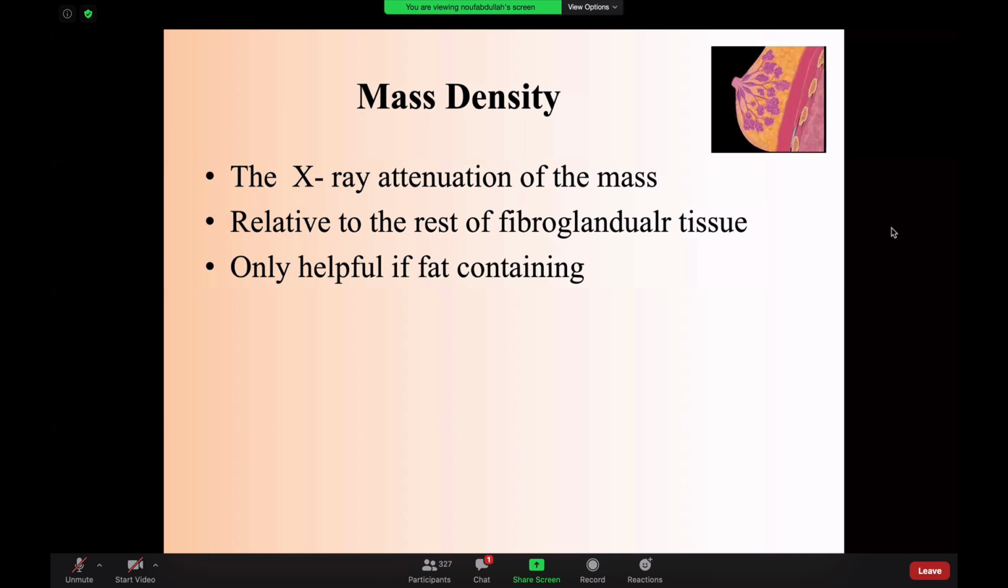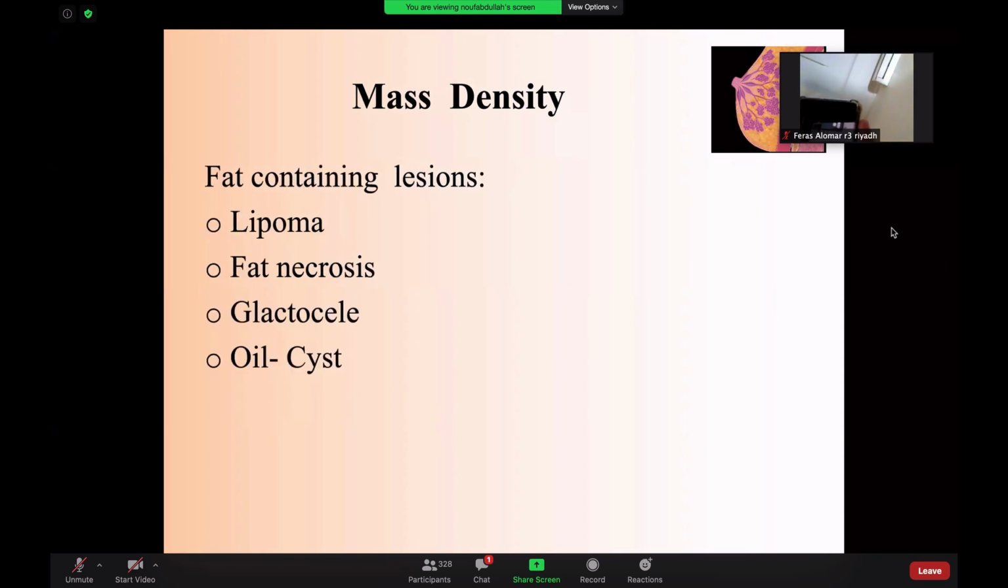Mass density is when you look at the attenuation of the mass relative to the adjacent fibroglandular tissue. It's not very helpful because we know that sometimes isodense masses can be benign or malignant, and dense masses can be benign or malignant. It is very helpful when you have a fat-containing lesion, so either you are dealing with a galactocele or a hamartoma. This is your differential diagnosis for a fat-containing lesion: lipoma, fat necrosis, galactocele, oil cyst. When you see this, you know I'm dealing with a BI-RADS 2 lesion.